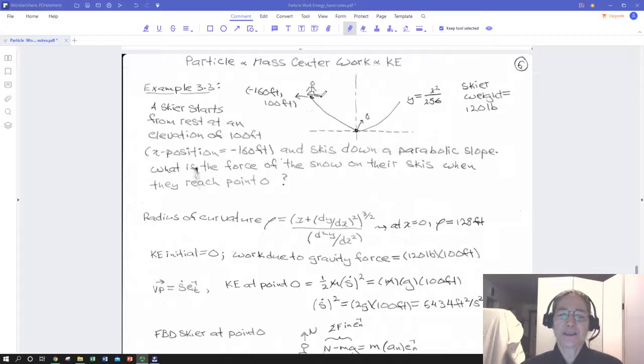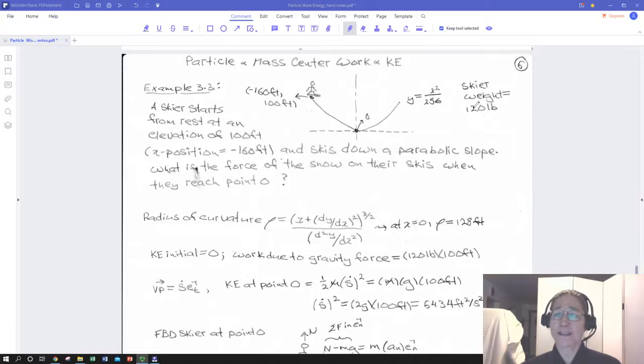So in this case, we have somebody who's definitely moving on a curvy path. We have a skier who's going to descend a slope whose vertical section can be described parabolically. So the skier's height y for any distance x away from the low point of the slope, maybe he's going down into a gully or something, is x squared divided by 256, and I believe everything is in feet. So y will be in feet.